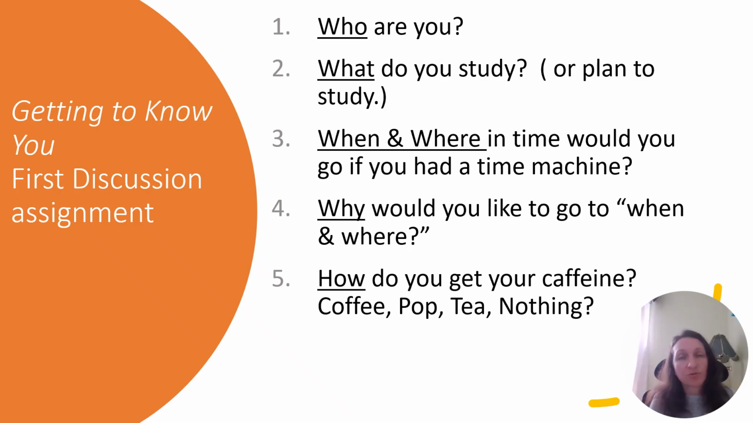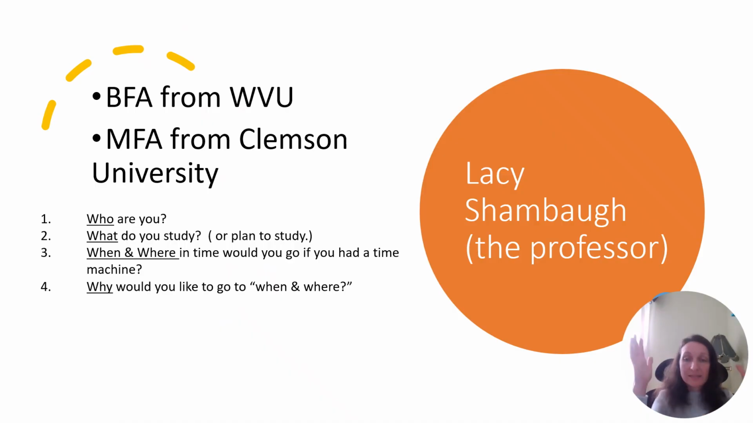So I'm going to go ahead and introduce myself. So my name is Lacey. When you email me and that kind of stuff, you can just write Lacey. I much prefer that level of familiarity versus Professor Shamball. That sounds too much. So I went to West Virginia University for my undergraduate degree in art and art history, and then I went to Clemson University for my master's. So that's who I am and what I studied and where.